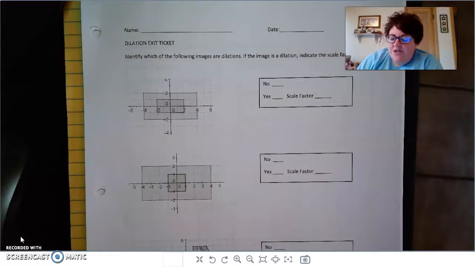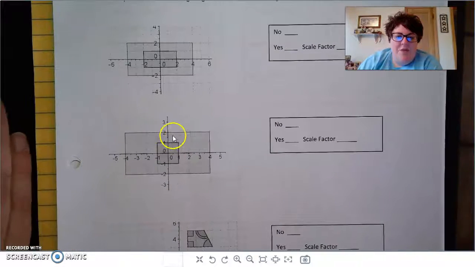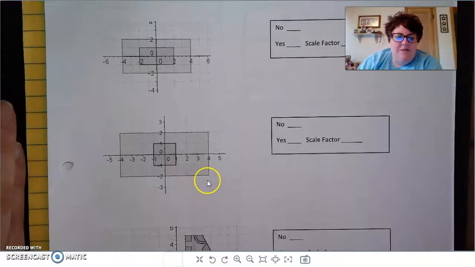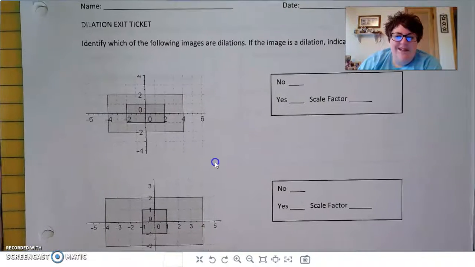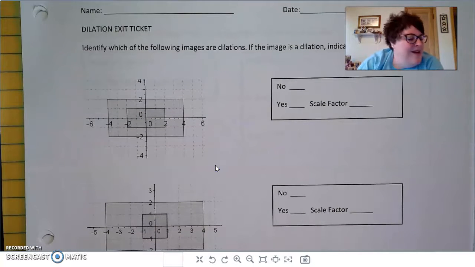So we want to look at this first one, and with this first one, let me get it down here. I'm still learning how to use my document camera.